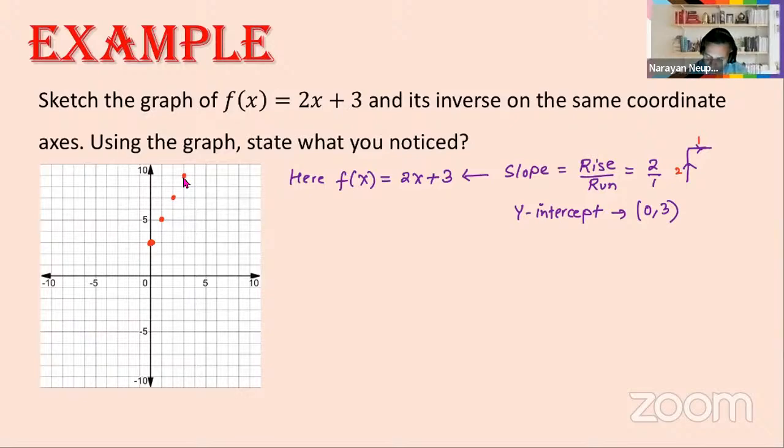Once you do that, you can connect these dots to draw the line, the graph of the function. So you can look at these points and analyze them to see what you'll get. The first point here is (0, 3). Let me write those points.